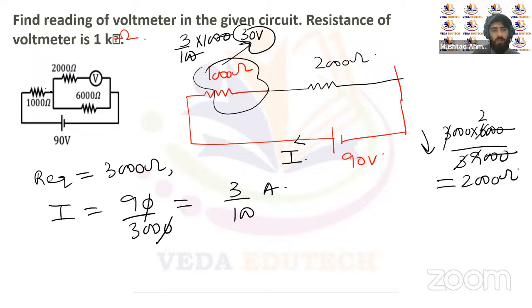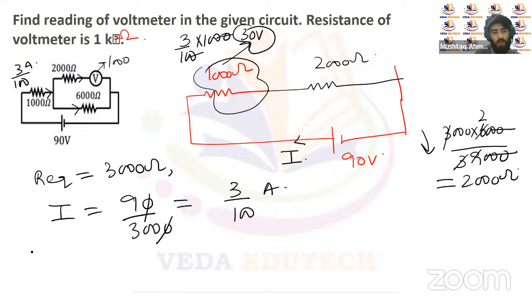So how much current was flowing through this? It was 3 upon 100 amperes. There is the 1000 ohm voltmeter, so there will be two parts of the current here. One part will be going through this, and another part will be going through this. The current distribution will be according to the resistance. Most of the current is going to flow through this, because the effective resistance here will be 3000 ohms.